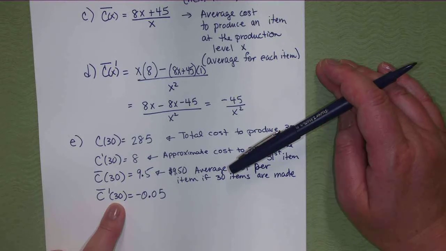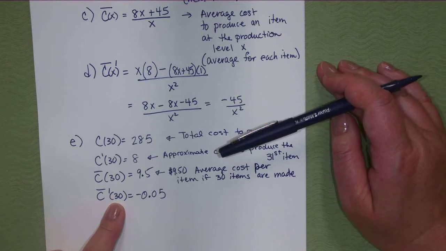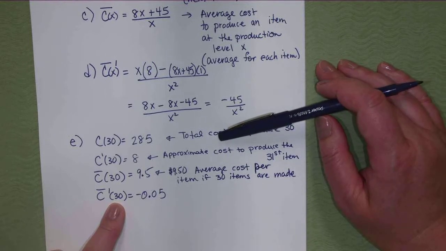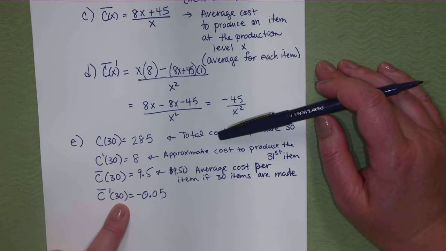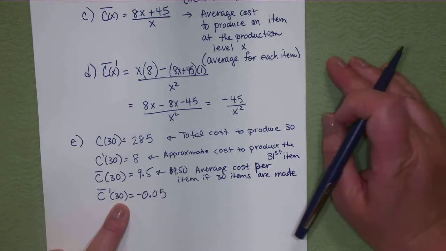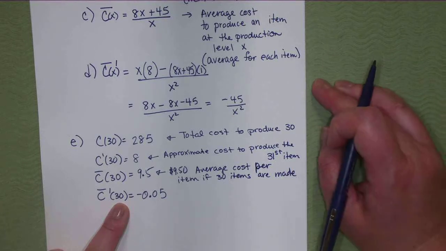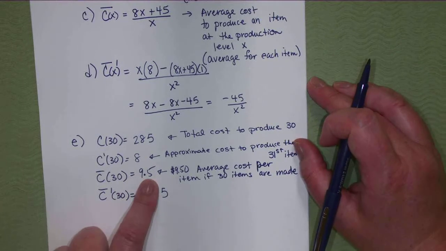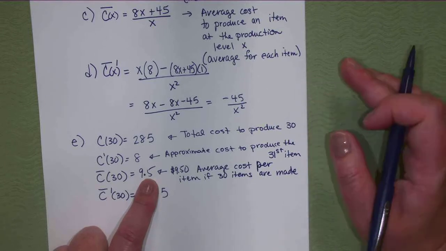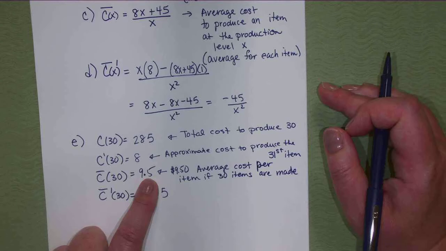So if we made another item, the average cost would decrease by 50 cents. Oh, 5 cents, sorry. Do you see it? So a negative derivative can be a decrease. It doesn't mean that the cost is negative or we're losing money. It just means the average cost would be, instead of $9.50, it would go down to $9.45, right, if we made one more item.